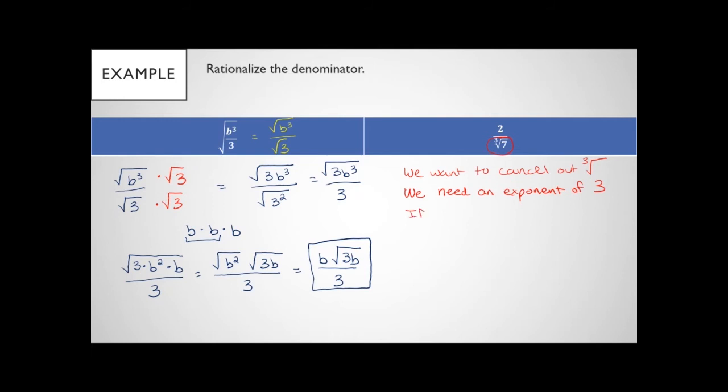If we do the cubed root of 7 times the cubed root of 7, like we were just doing, we end up with the cubed root of 7 squared. We do not have an exponent of 3, so it does not cancel.